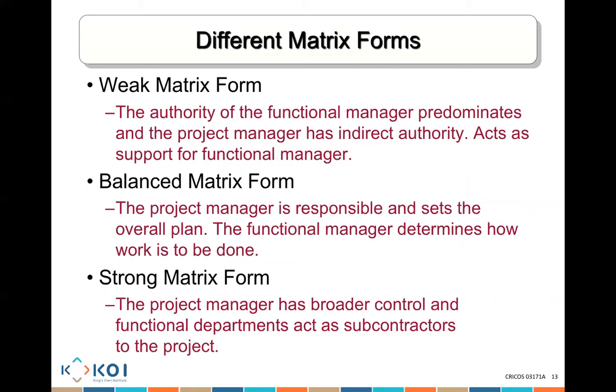In the balanced matrix, the project manager is responsible and sets the overall plan. The functional manager determines how work is to be done. And that's really the balanced matrix approach. So it's really a balance of power between both the project manager and the functional manager. But the strong matrix is where the project manager has the broader control and the functional departments are only acting as a subcontractor to the project. So they're basically providing the support that the project needs to go and get the job done.